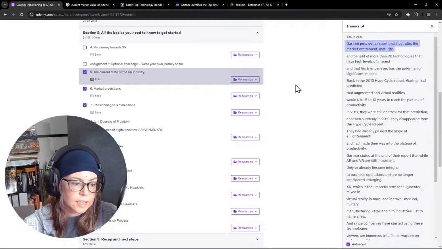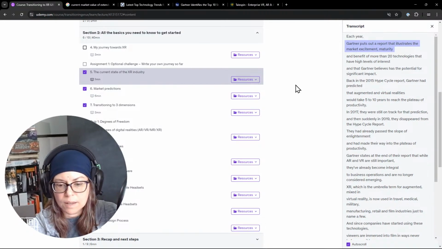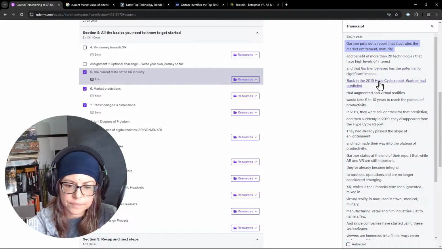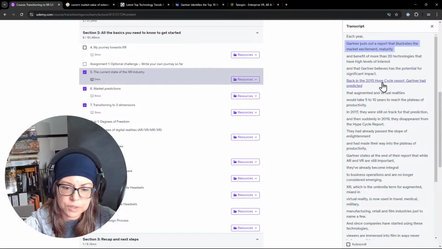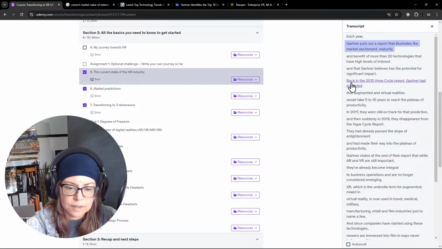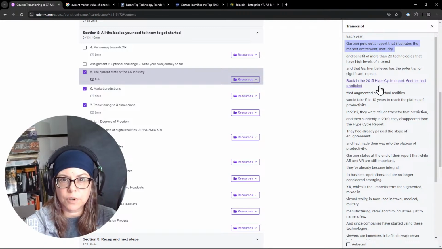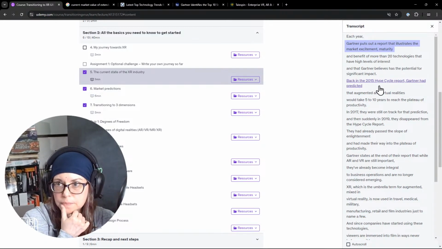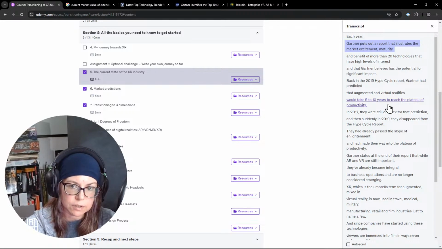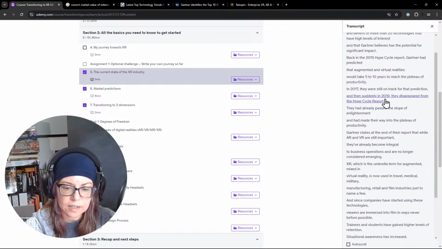So for the current state of the XR industry, let's see, a year ago when I talked about this, it's back in 2015. I'm looking at my transcript of the video. Back in 2015, the Hype Cycle report from Gartner, and we'll look at the one for this year as well, had predicted that augmented and virtual realities would take 5 to 10 years to reach the plateau of productivity. Here we are 10 years later, 2025.